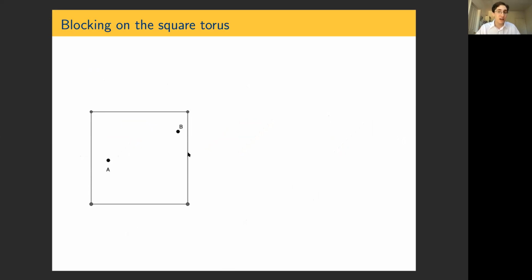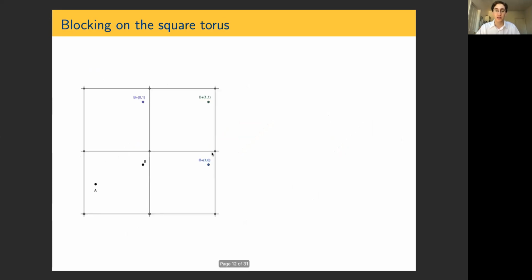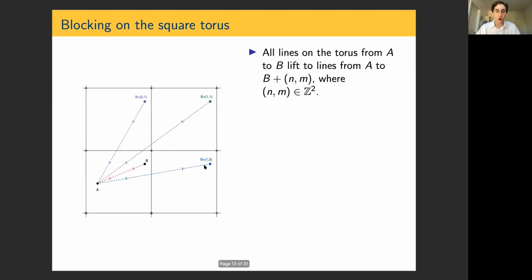I claim that for any 2 points A and B on the square torus, they are finitely blocked by exactly 4 points. To see this, we can look at the universal cover of the square torus. We have here 4 representatives of the point B in the universal cover. All the straight lines from A to B inside the square torus will unfold in the universal cover to straight lines going directly from A to a representative of B. If we want to block all these trajectories, we can try to choose the center midpoint of all of these line segments.